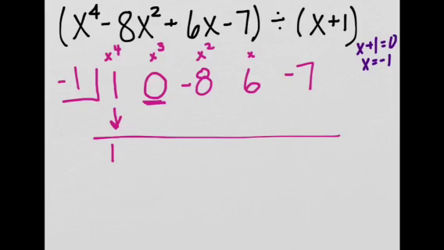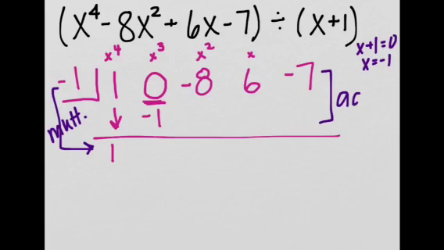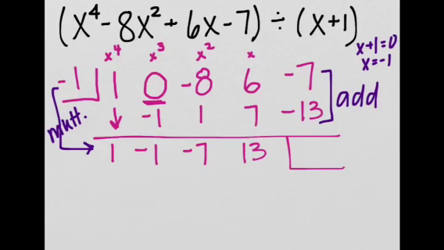And now we are going to multiply the numbers on the bottom row. So negative 1 times 1 is negative 1. That goes in the middle. And then I'm going to add rows 1 and 2. So 0 minus 1 is negative 1. Negative 1 times negative 1 is 1. Negative 8 plus 1 is negative 7. Negative 1 times negative 7 is 7. 6 plus 7 is 13. Then I have negative 13. My remainder ends up then being negative 20.